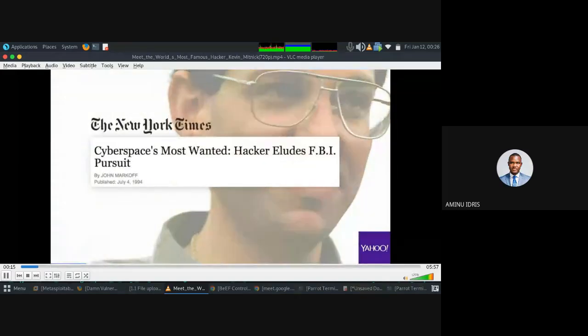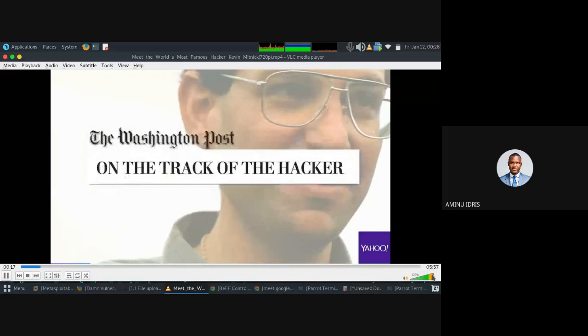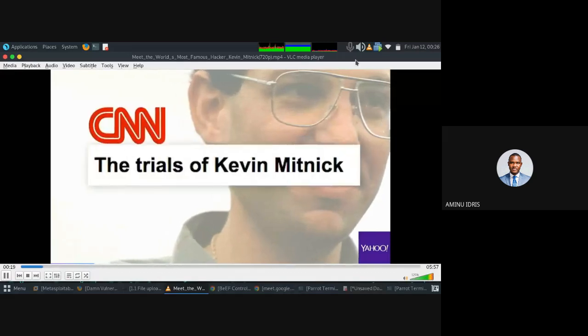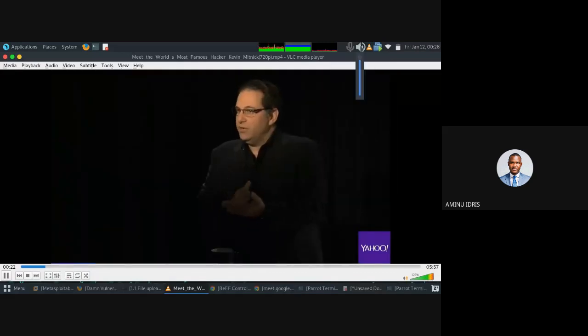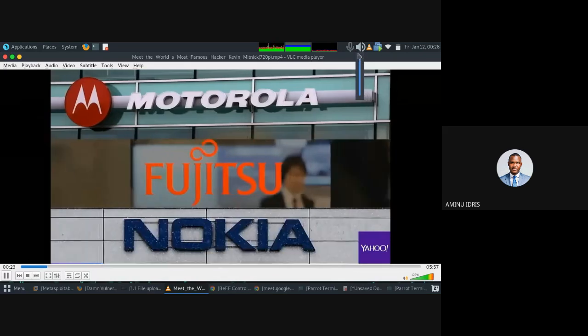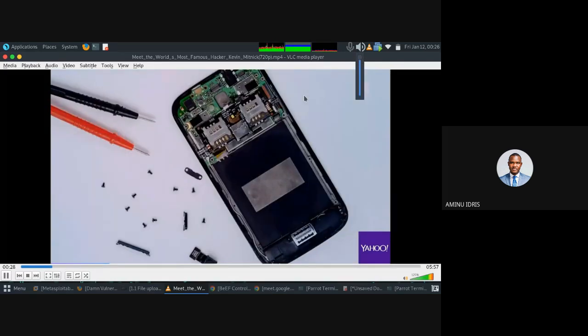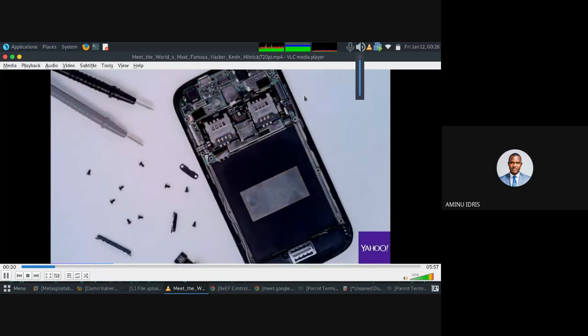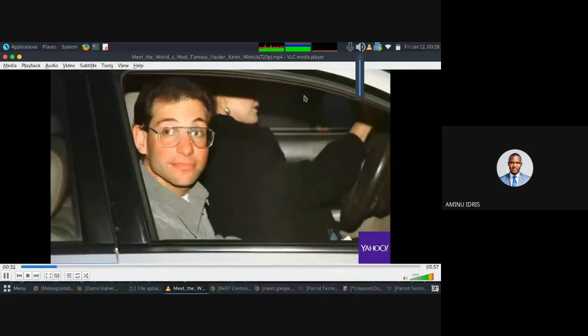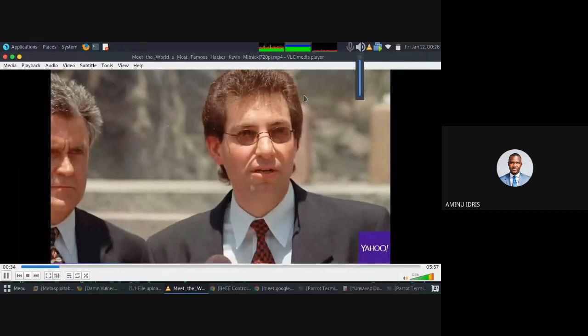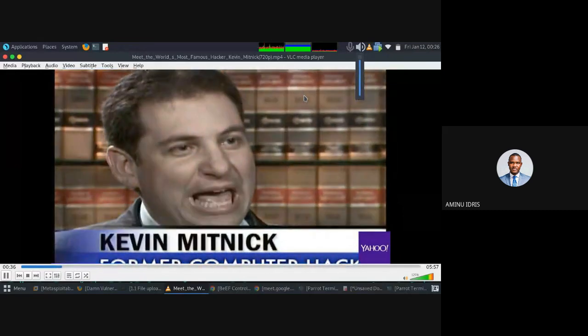I was being chased by the FBI, the U.S. Marshal Service. I became involved in hacking for the intellectual curiosity. I was getting into these cell phone companies to look at the source code of the firmware of the chips that are in these cell phones. I was arrested in 1995. I was released in 2000, so that was five years without using a computer.